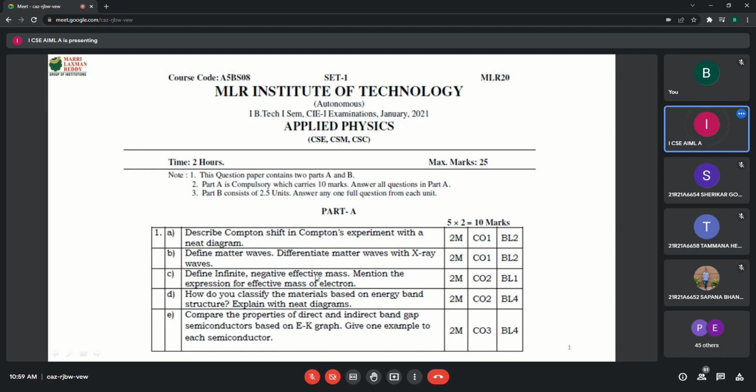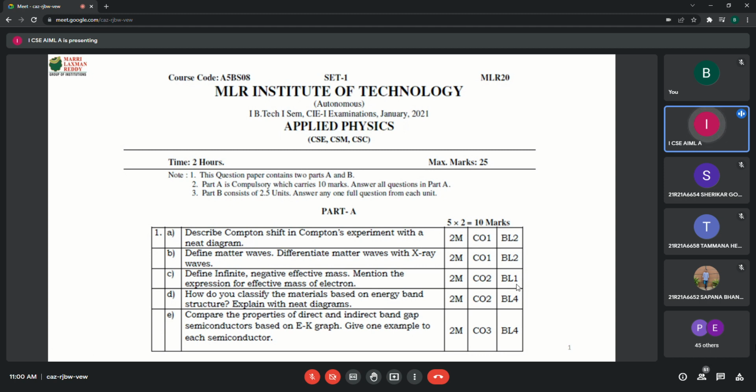Now, the remaining two questions, 1C and 1D, are from the second unit. You see, the course outcome of the second unit. This BL stands for Bloom's level, actually the level of asking the question. In total we have five levels actually. Among these levels, any one level will be asked. The fifth level is the highest level. The fourth level is a little bit lower.